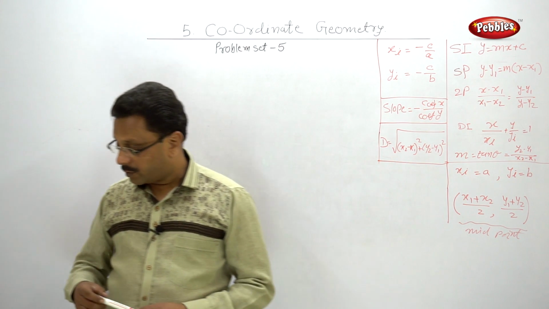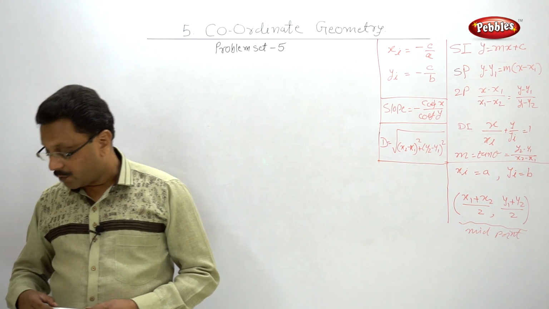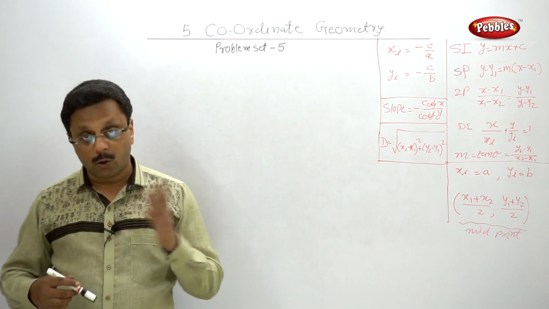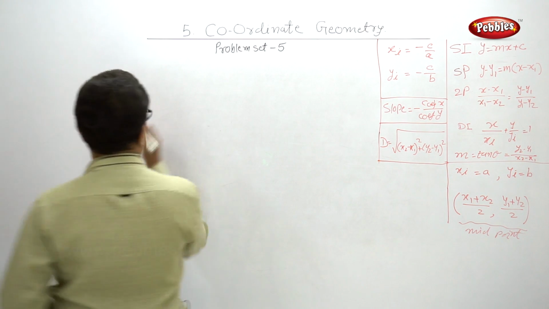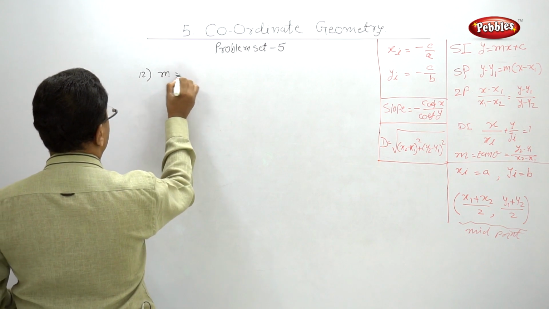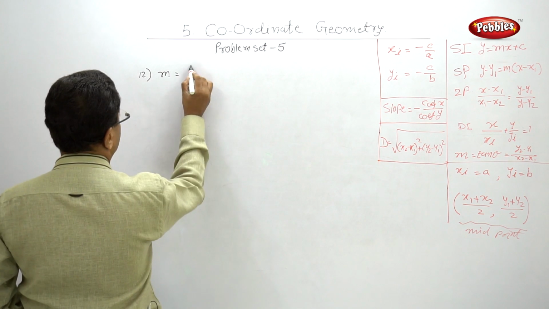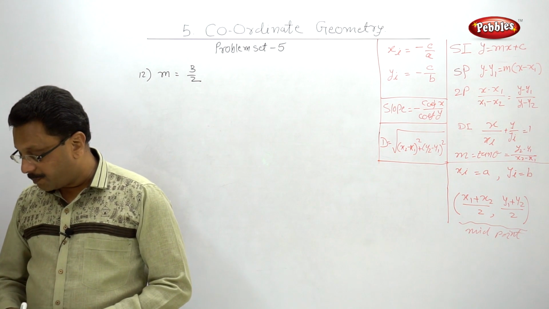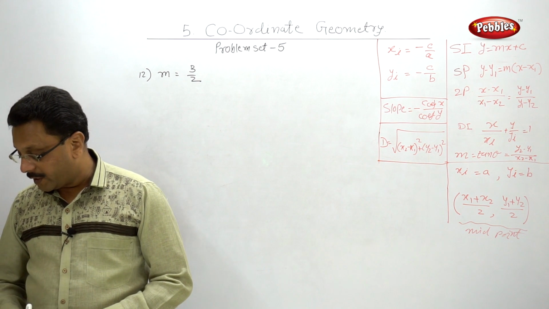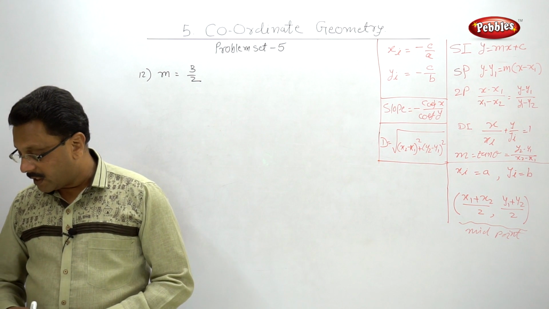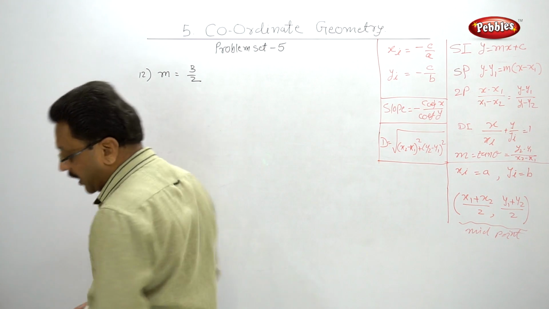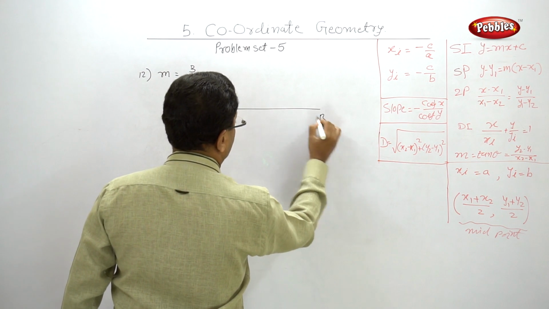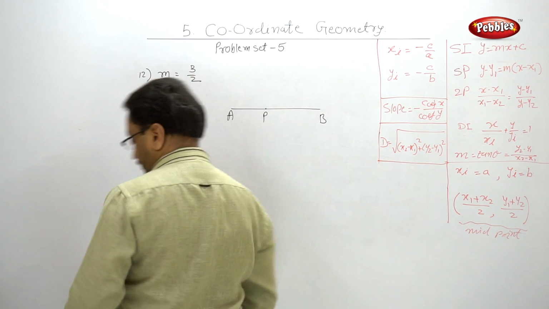Problem number 12. Now this problem was in March 15 exam for 5 marks. Write down the equation of the line whose slope is 3/2 and which passes through P, where P divides the line segment joining A and B in the ratio 2:3. That means line AB is there and this is point P.